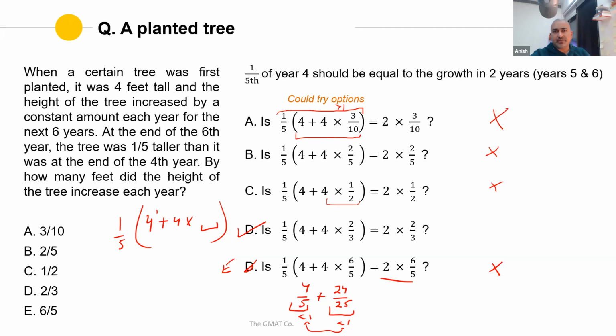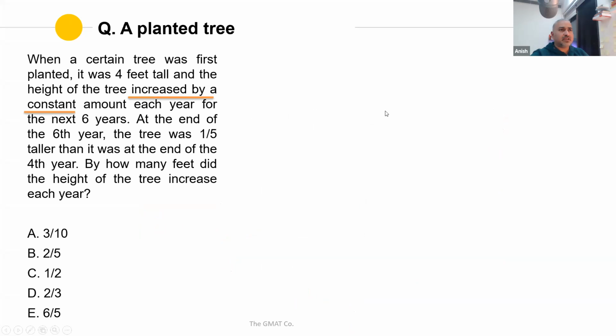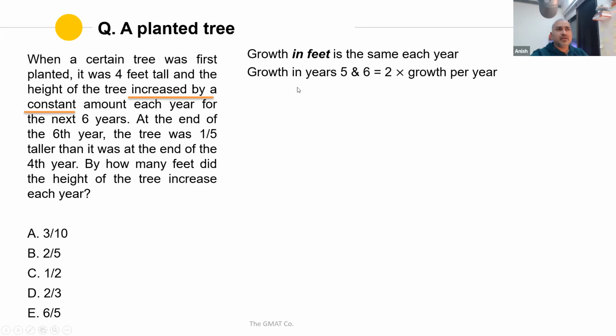The idea in algebra is to understand what the equation should be. Right? So that's why in words, the problem needs to be clear first. What's the problem here? Again, that 1/5, I'll use the same statement here to create an equation. 1/5 of year 4's height should be equal to the growth in 2 years. Growth in feet is the same every year. Growth in years 5 and 6 is basically 2 times the growth per year. And that's equal to 1/5 the height at the end of year 4.